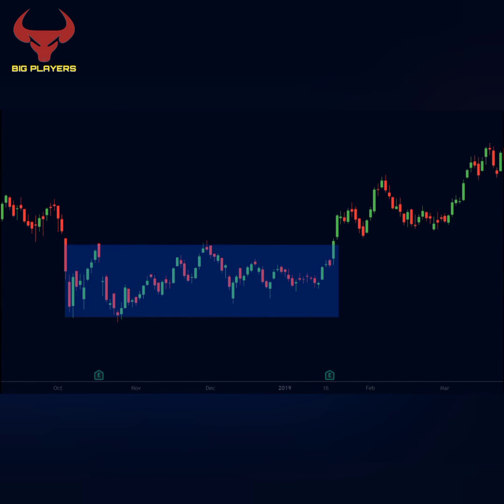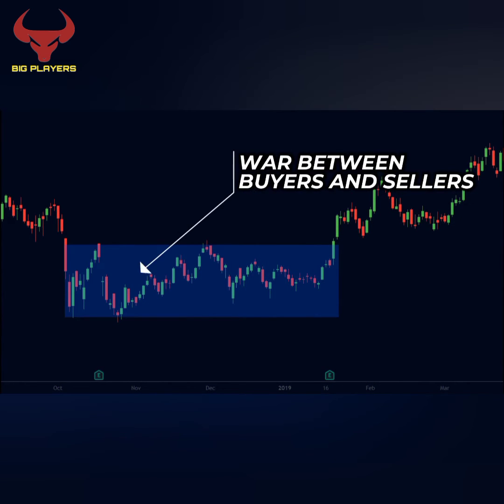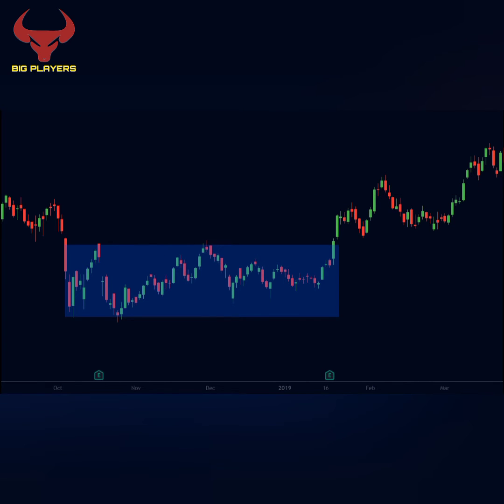Whenever the market is in a sideways range, we can assume there is war between buyers and sellers. After some time, one of them will win the war and drive the price. Our job as a breakout trader is to follow the side of the winner.